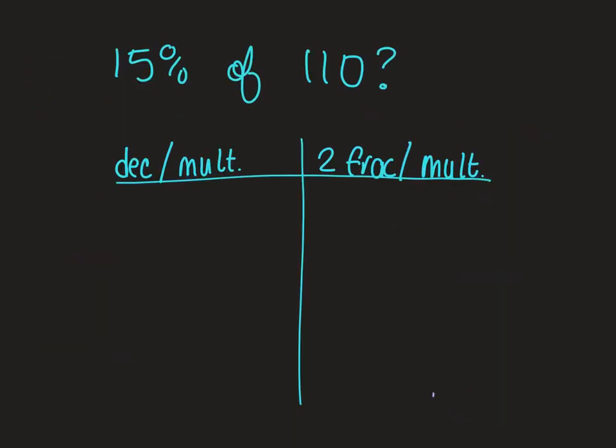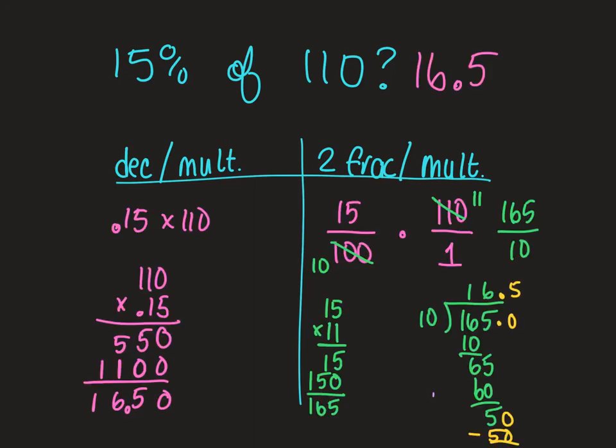All right, your next question, 15% of 110. Work it out however you want to work it out, this method or this method. Push pause, work it out, then push play and see if you got the right answer. The answer is 16.5, 16 5/10. So let's look and see how I worked it out.